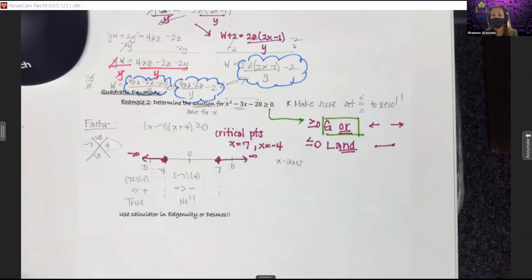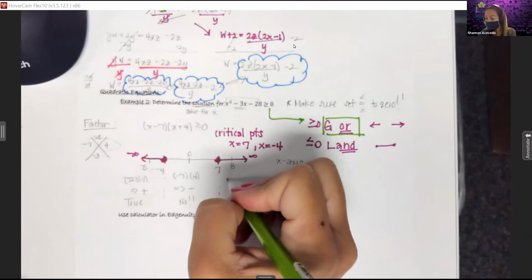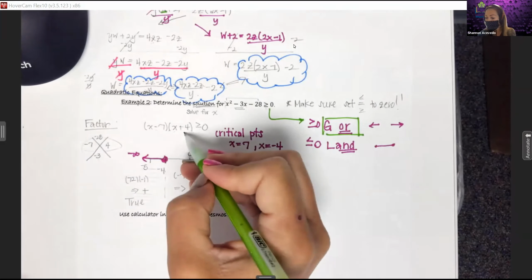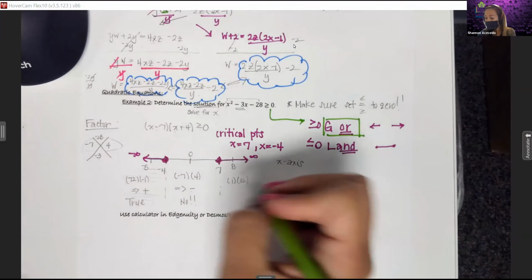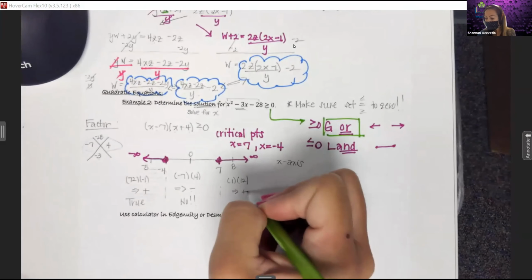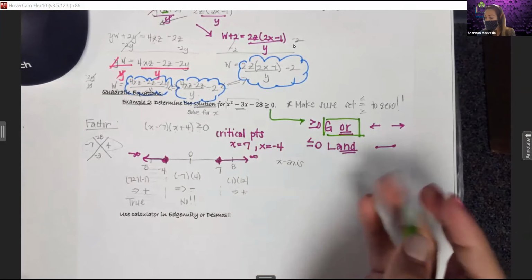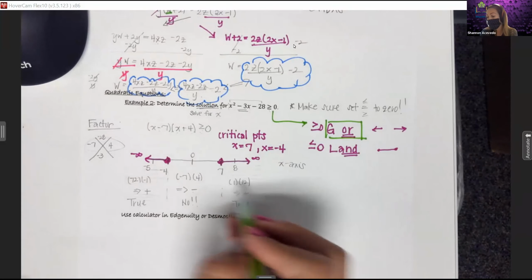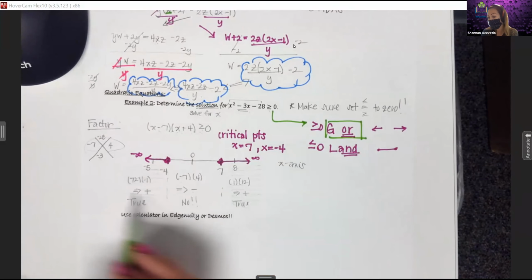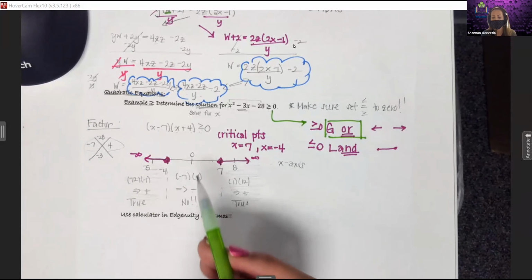I'm just picking numbers that are easy to work with. So if I plug in 8, 8 minus 7 is going to give me 1, and 8 plus 4 is going to give me 12. I'm going to have a positive number, which is going to be greater than 0. So this is true, which means this is part of my solution set as well. This is part of my solution, and this is part of my solution. And we had already said that was going to be the case.